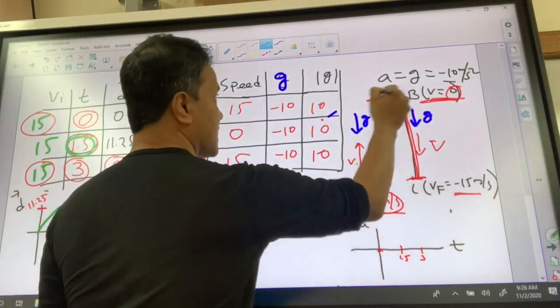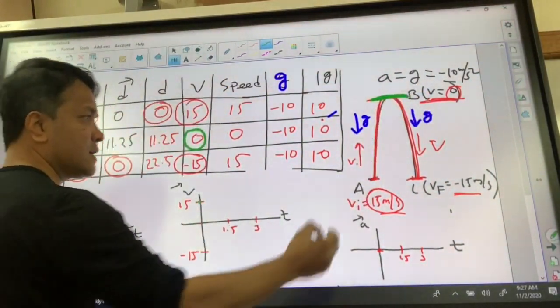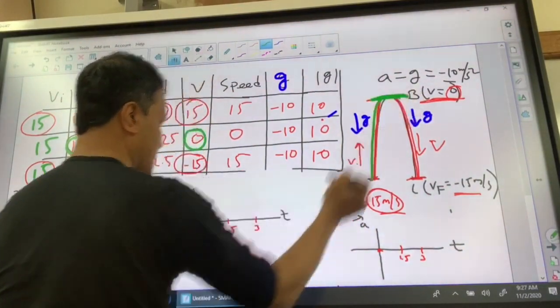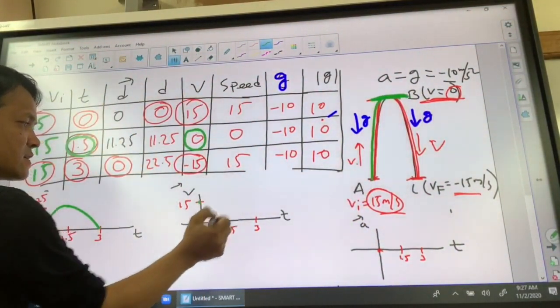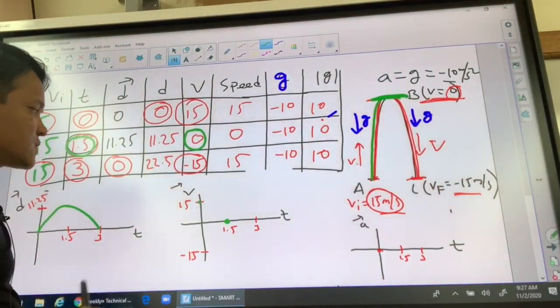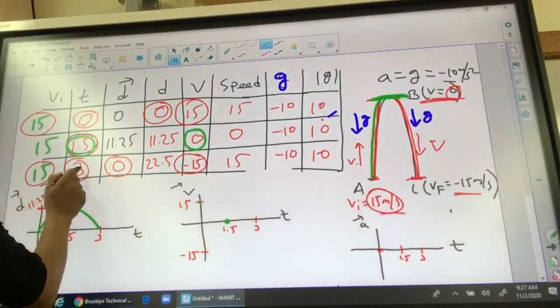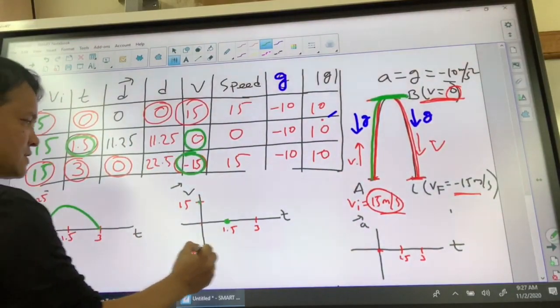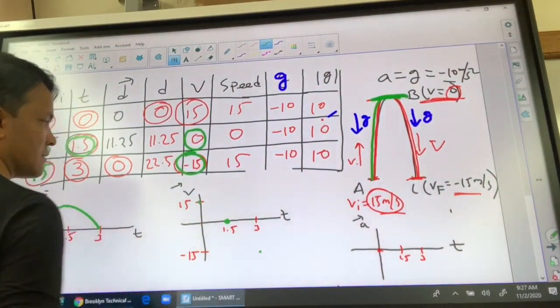At 1.5 seconds, the velocity is 0. All right. In this graph, the velocity is 0 right here. Okay. It should make sense. At 3 seconds, the velocity is negative 15. Okay.